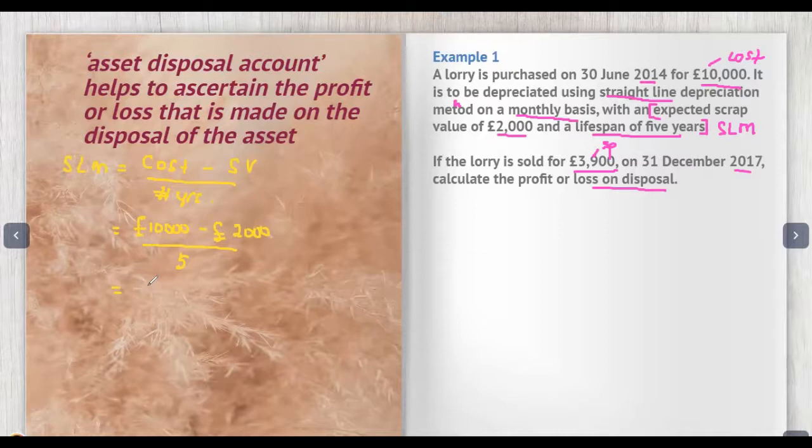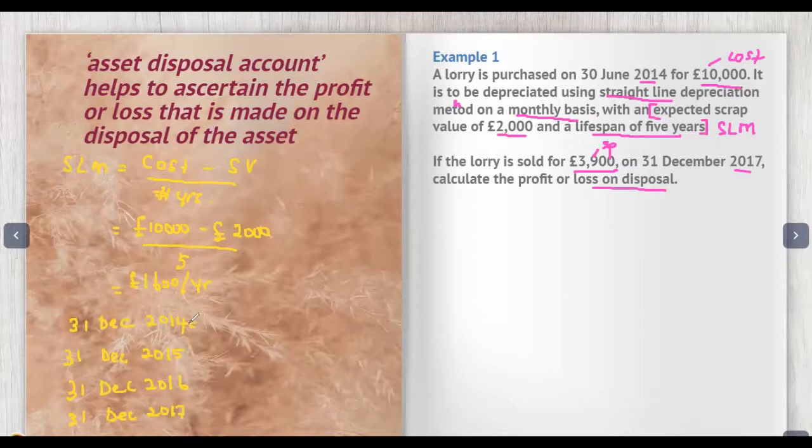That should give us £1,600 per year. So this is the depreciation per year. Now, using this information, we can calculate the depreciation until 31st December 2017. So 31st December 2014 is the first year. Then we have 31st December 2015, and the next one is 31st December 2016 and 31st December 2017, because we sold it then.